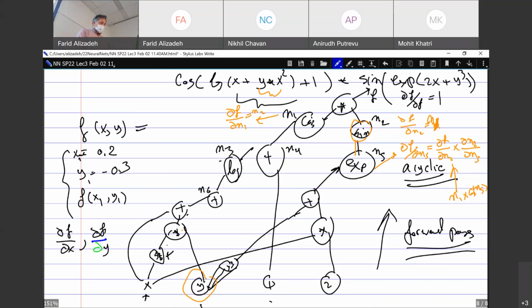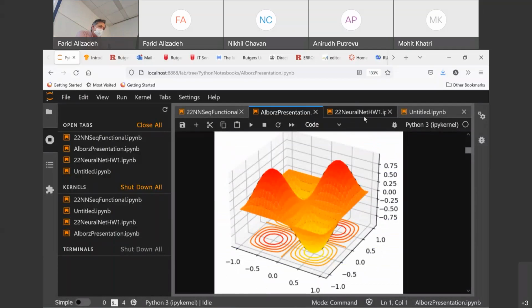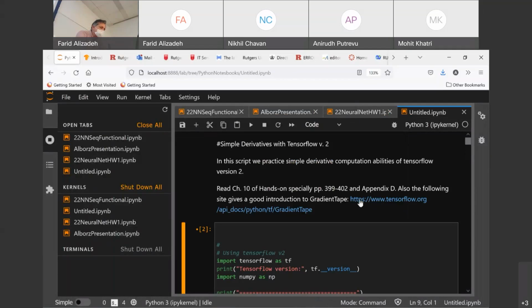Since we don't have too much time, I'm just going to do it quickly. I have posted it, and next time I will go a little bit more into detail. So is that the one? Yes. So here I have simple derivatives with TensorFlow.